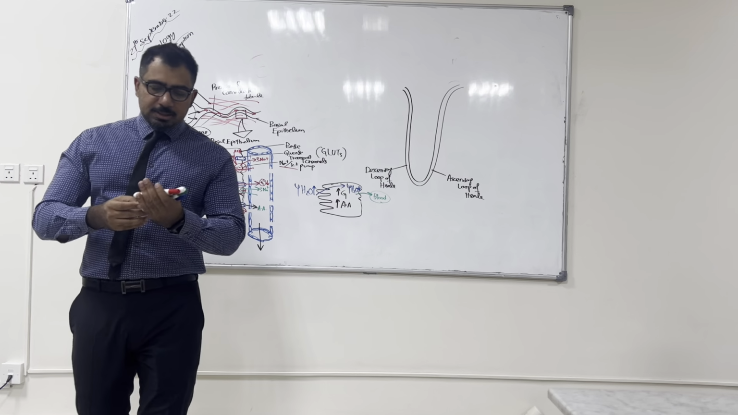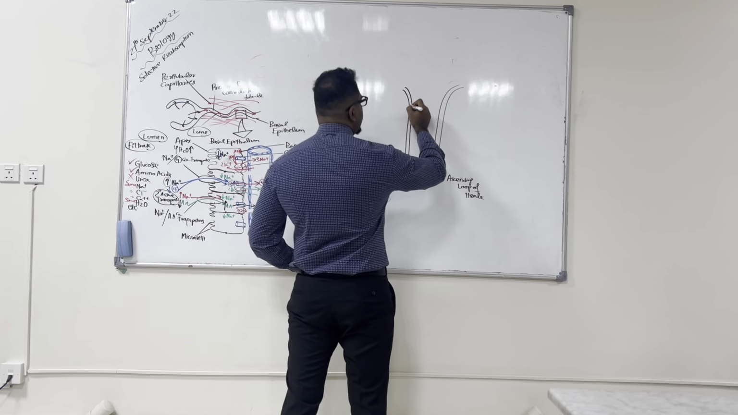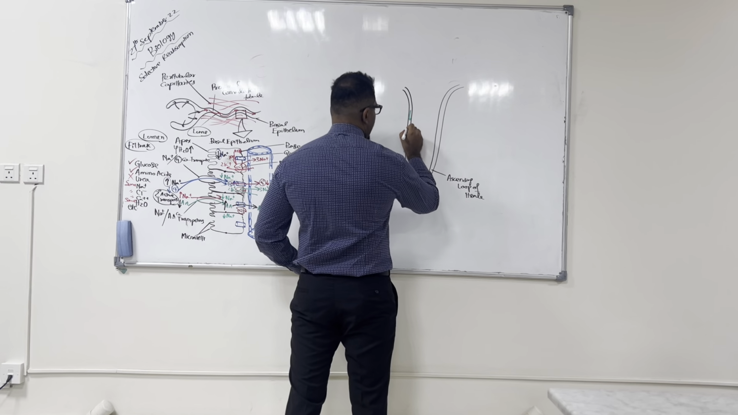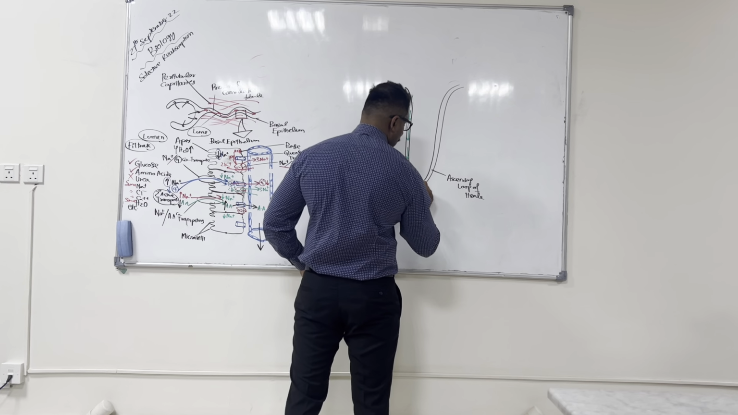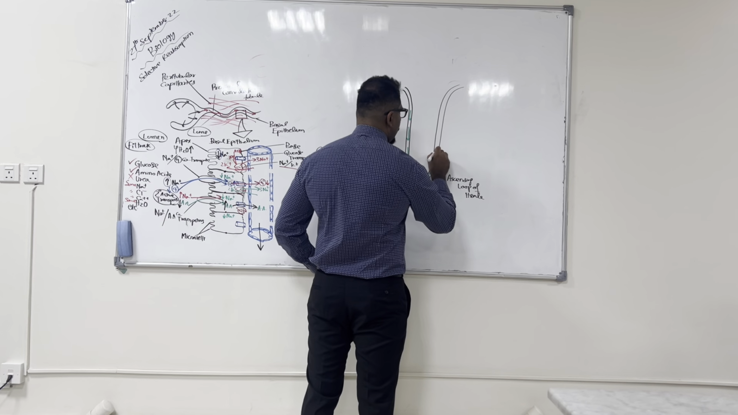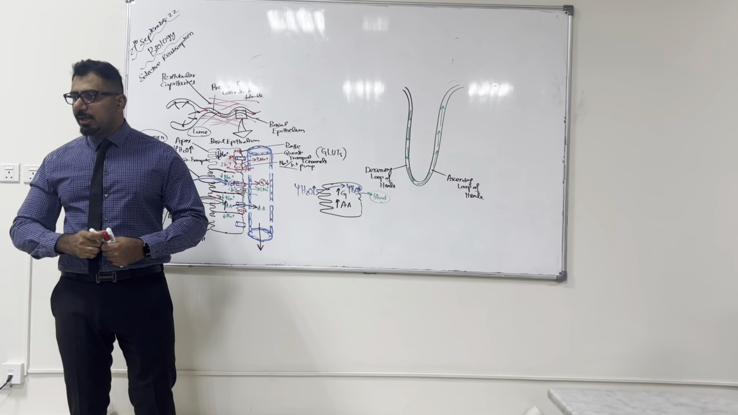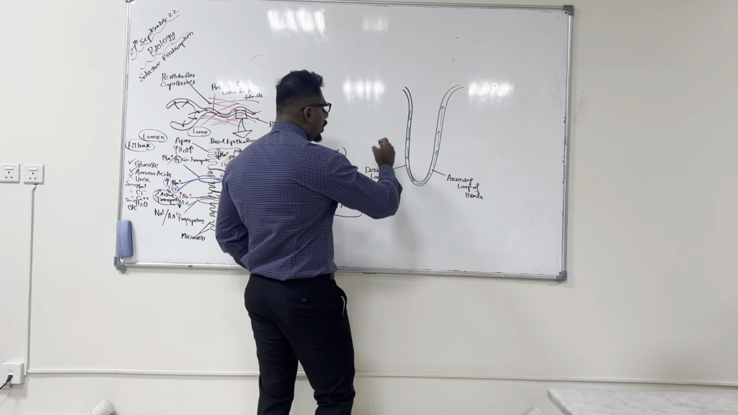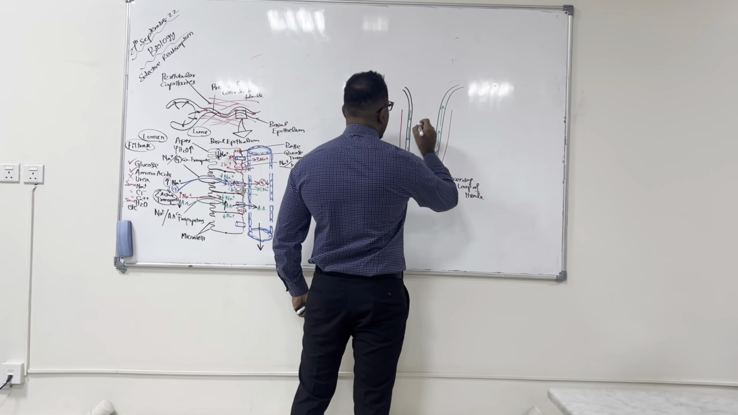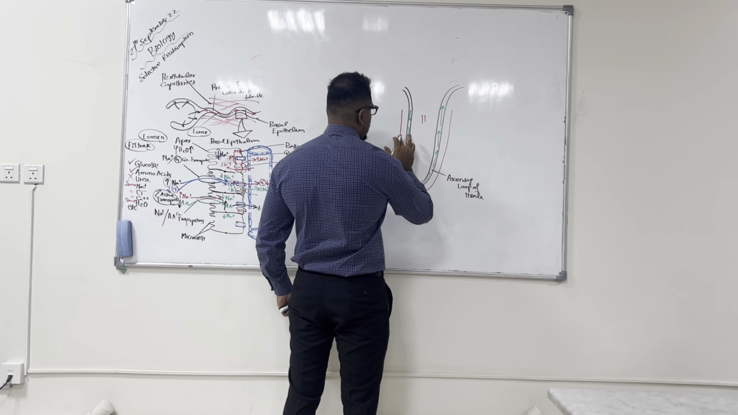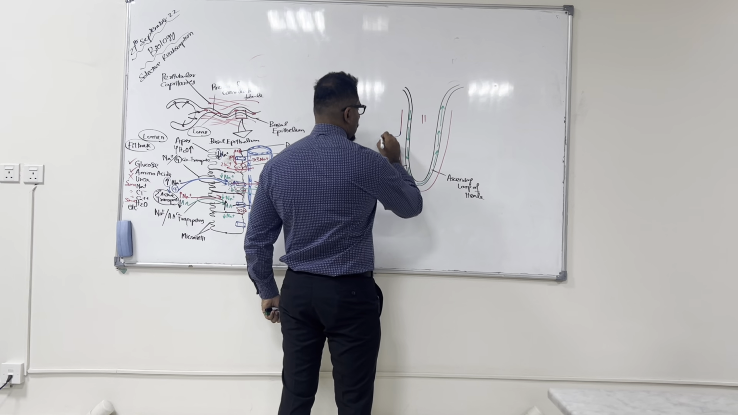Now why do we call it descending and why do we call it ascending? That is because of the movement of the filtrate. In the descending loop of Henle, the filtrate is moving in a downward direction, and in the ascending loop of Henle, the filtrate is moving in an upward direction, right? We also know that around the loop of Henle there are blood capillaries, and those blood capillaries are called what? Vasa recta.